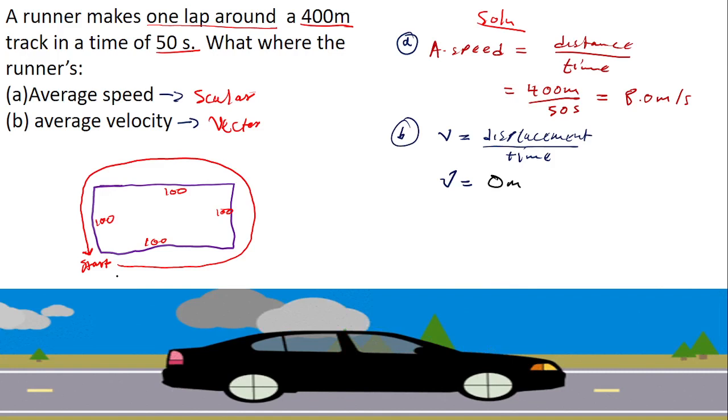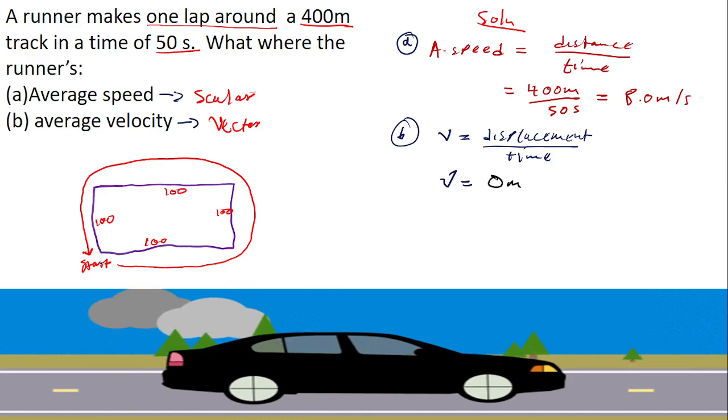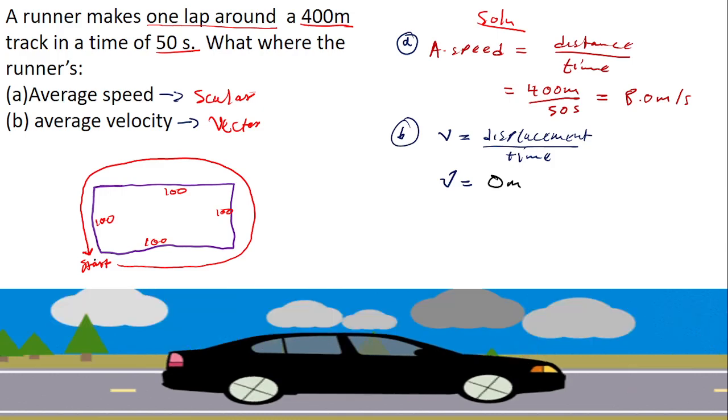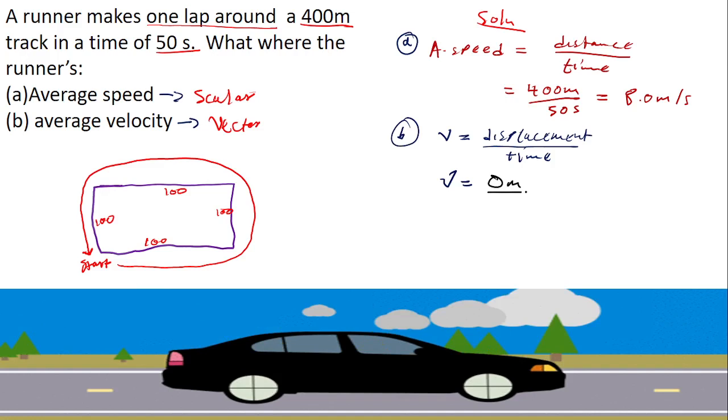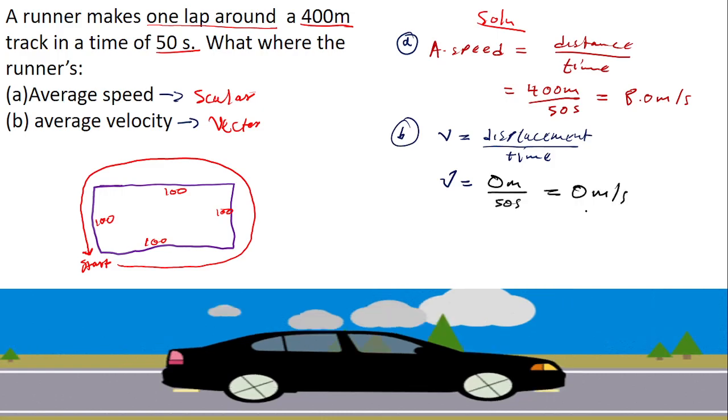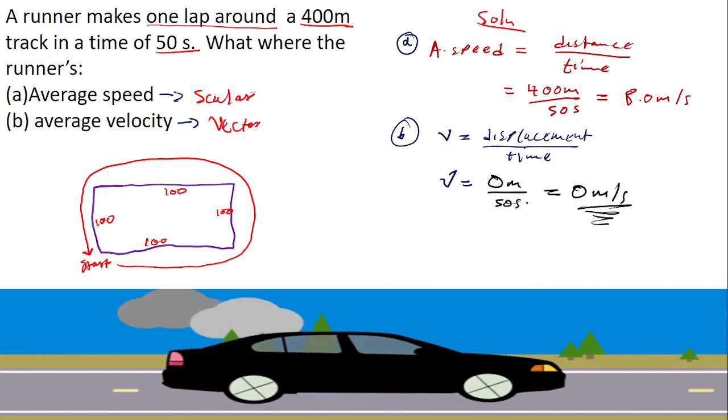The displacement in this case: starting from the starting point, he ran around this track and he ended on the starting point. So in such a case, the displacement is simply 0. Time will still be maintained, which is 50 seconds. So in this particular case, you can simply say 0 divided by 50 is just simply 0 meters per second. So this is the answer for this question.